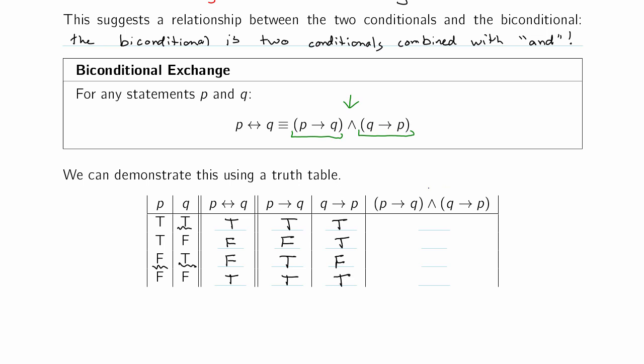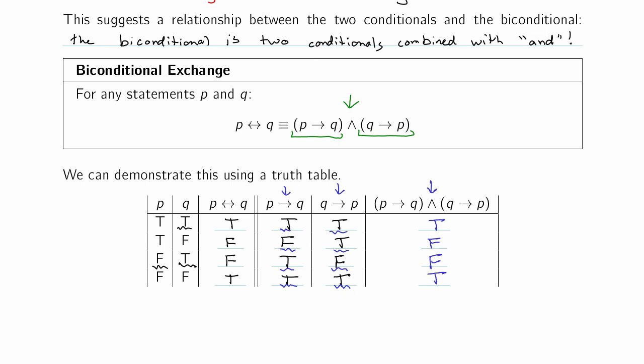And then we want to do and to these two statements. So, and is true when both are true. It's false when at least one is false. So true and true, that's true. False and true, that's false, because one of those is false. True and false, again, one of those is false, so that's false. True and true, those are both true, so that's true.